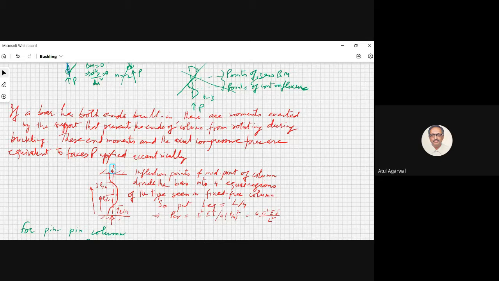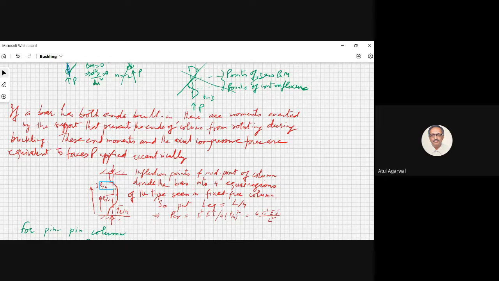The actual force can be taken as an eccentric force. We had seen earlier an eccentric force can be seen as an axial force and a moment. So you can use that theory where you had an eccentrically applied load. So in this situation, the inflection points and midpoint of the column divide the bar into four equal regions of the type seen in the fixed free column.